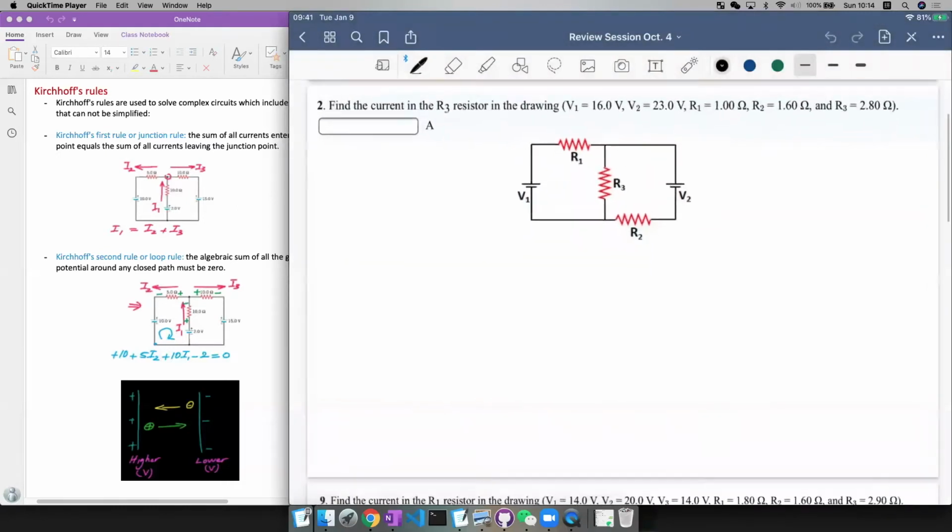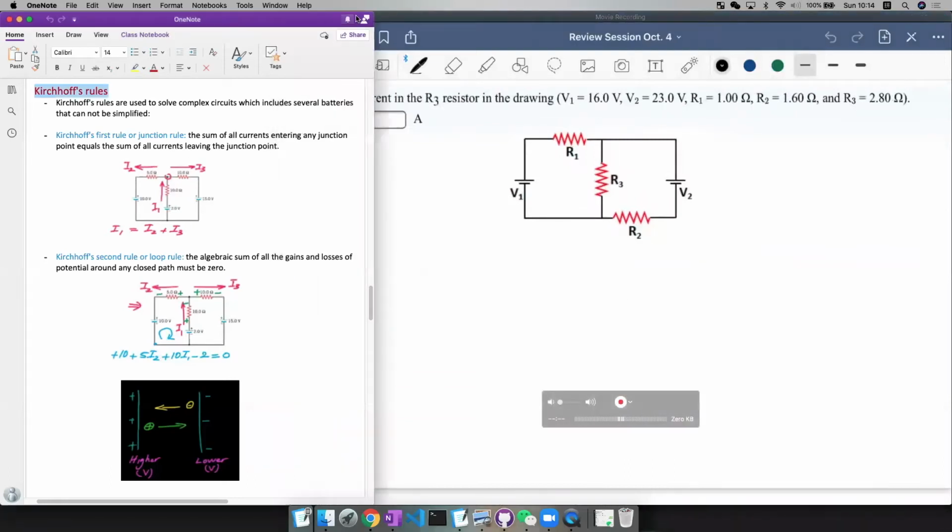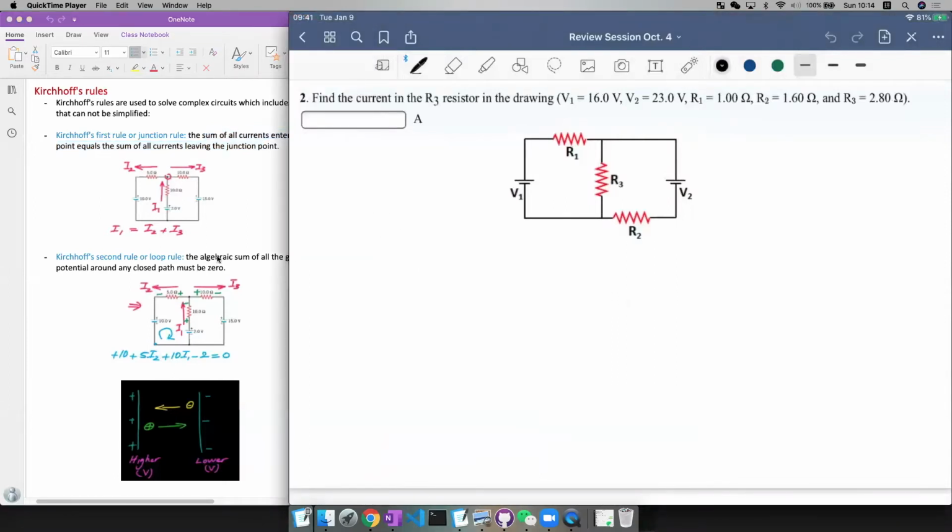So from the first question, we also review the rule itself. The rule consists of 2 parts, the first rule and the second rule, right? The basis is the first rule: the sum of all the currents entering any junction point equals the sum of all the currents leaving the junction point. So this is the first step we're going to do. We're going to decide the current, right? Because why would we do this?